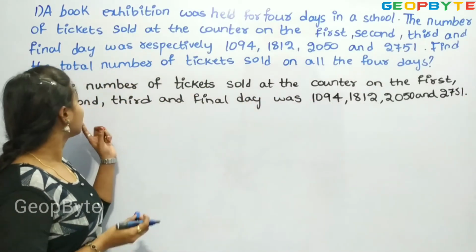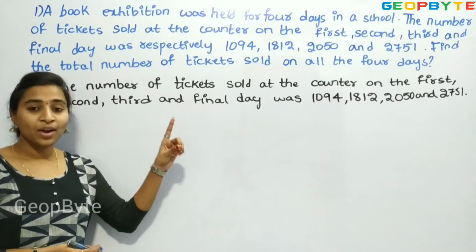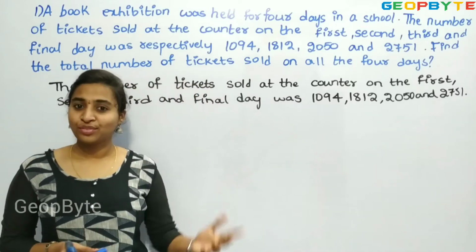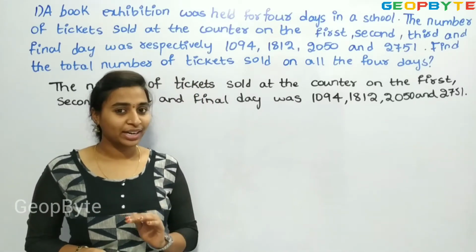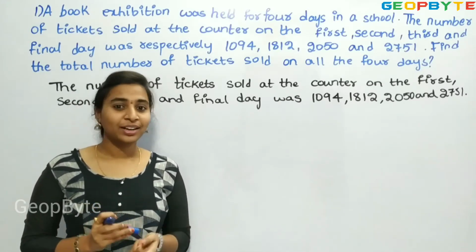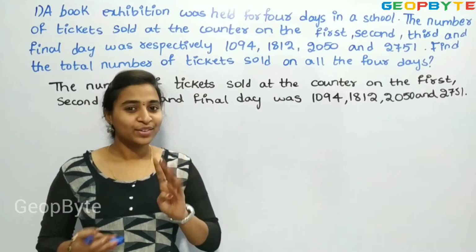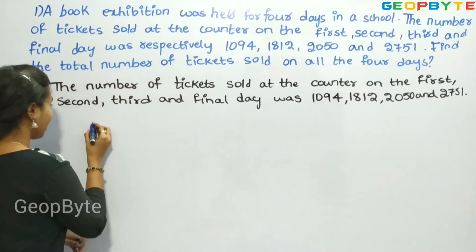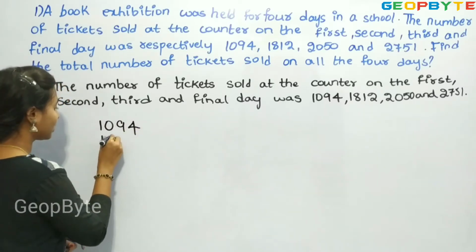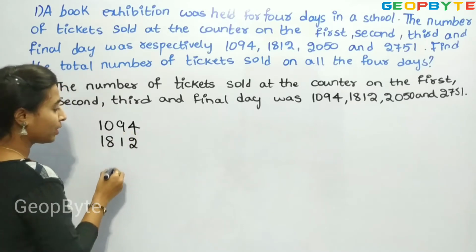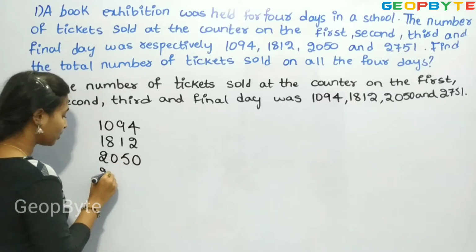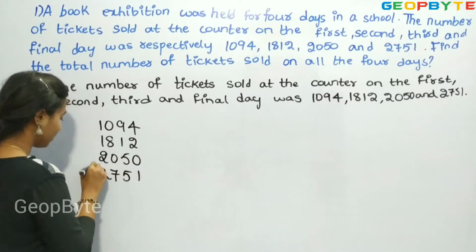We need to find the total number of tickets sold on all the 4 days. So these are the number of tickets sold on first, second, third and the final day, which is the 4th day. If we add all these number of tickets, we get the total number of tickets sold on 4 days. So let us add 1094, 1812, 2050 and 2751.